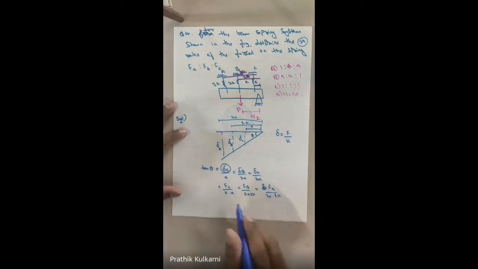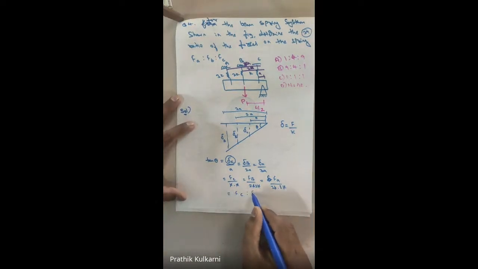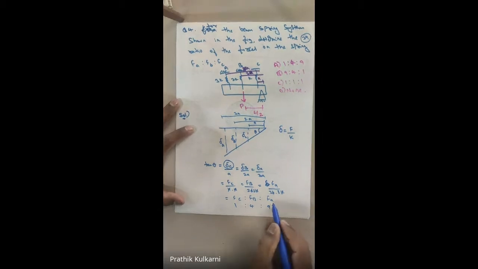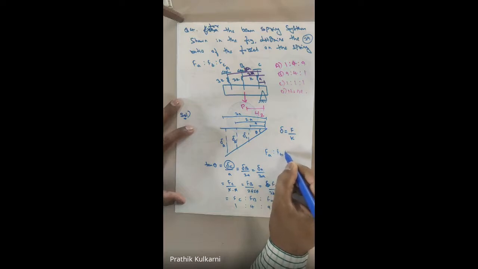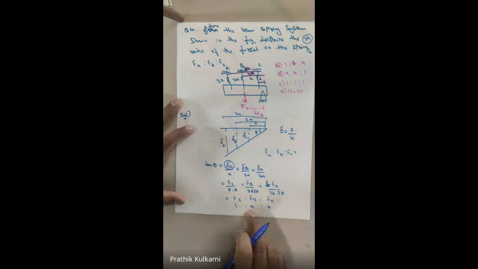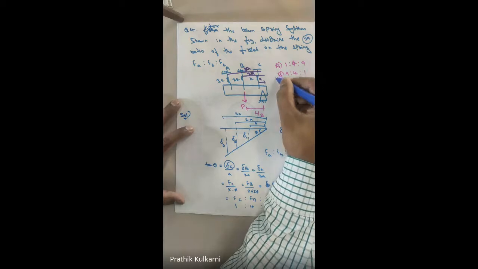Please do see, K and A are common, so you can just take them out. So can I write FC is to FB is to FA? So this is 1, 2 into 2 is 4, and 3 into 3 is 9. So what is our answer? FA is to FB is to FC is asked, which is equal to 9 is to 4 is to 1. The second option is correct.